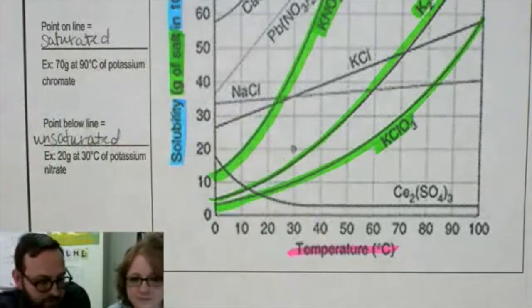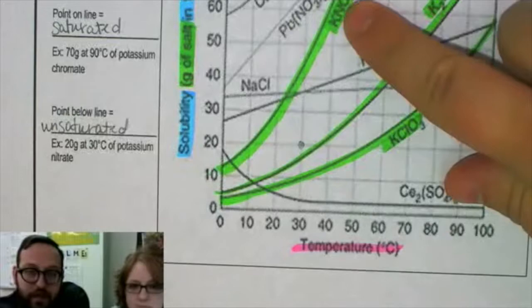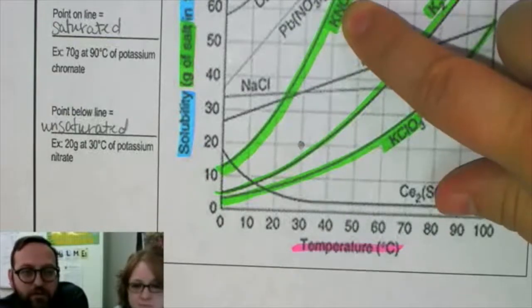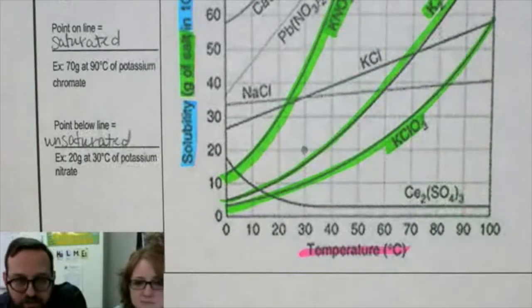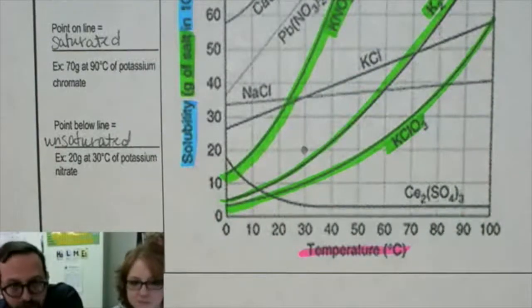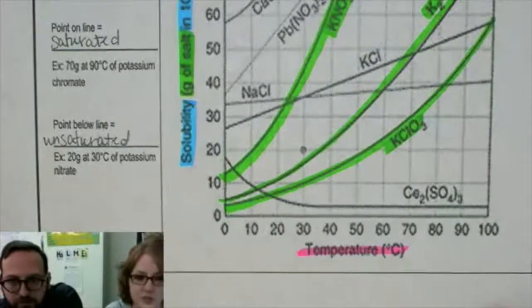So if you look, it's talking about this line right here. KNO3 is potassium nitrate. So since it's below that line, it's unsaturated. It's under the line. Excellent. Okay. Pretty easy to understand so far? Pretty easy to me. Okay.